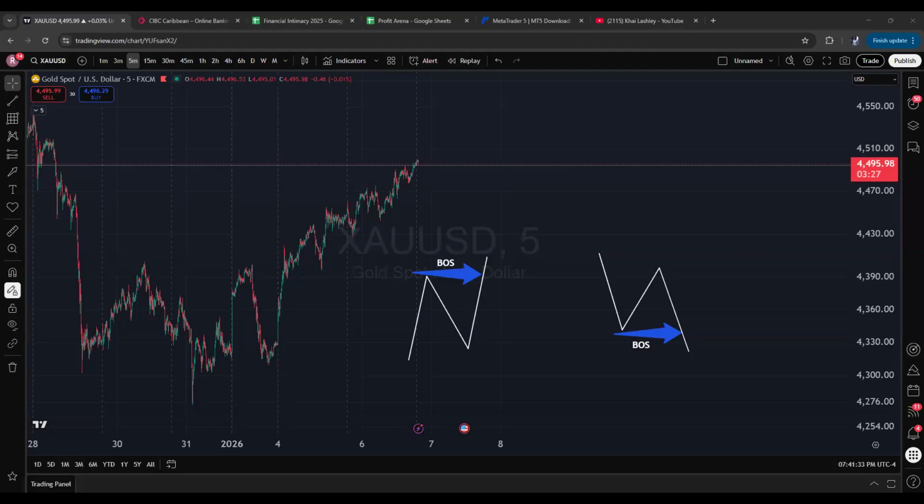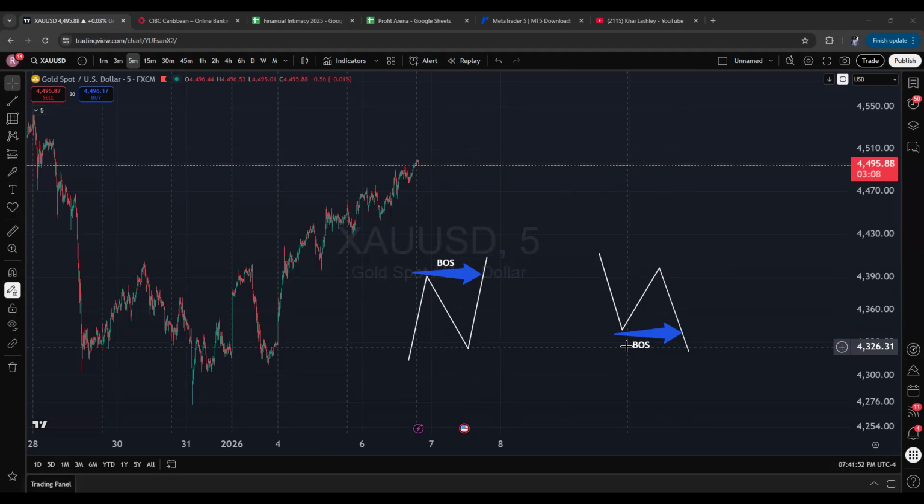Be paying attention to two areas. The first one being the break. You want to see price break above a previous high, or you want to see price break below a previous low. For this example, we're just going to call this a break of structure.